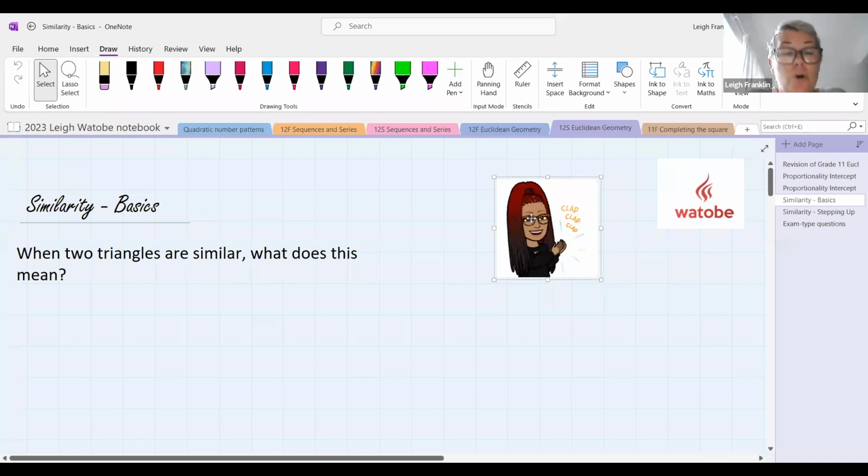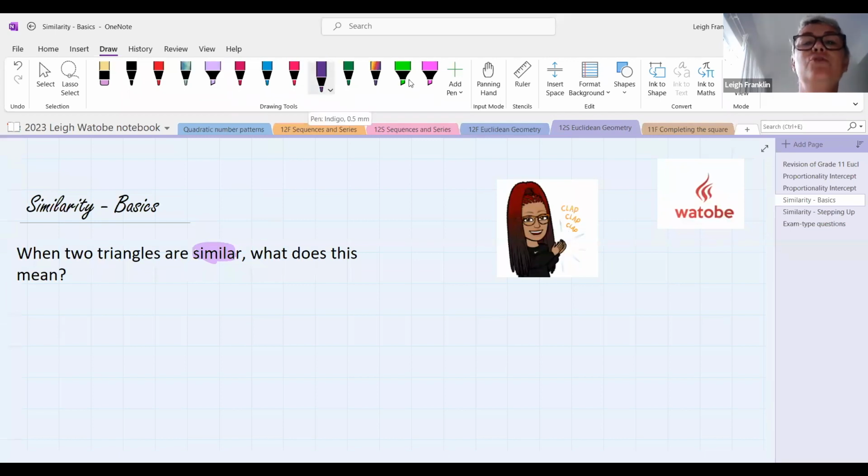Okay, so when we talk about triangles that are similar to one another, this has a very specific mathematical meaning, which is important for us to know before we get started. If I say that 2 triangles are similar, what exactly do I mean by that? What does it mean if 2 triangles are similar?